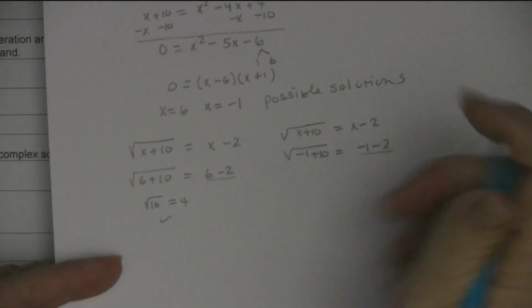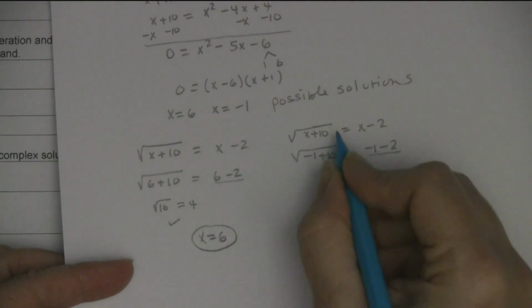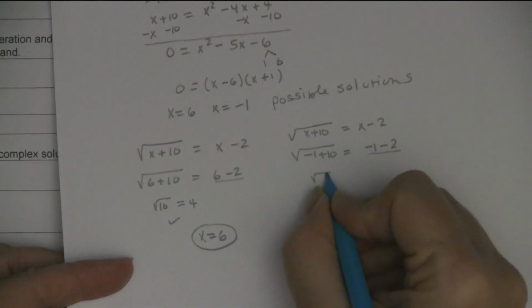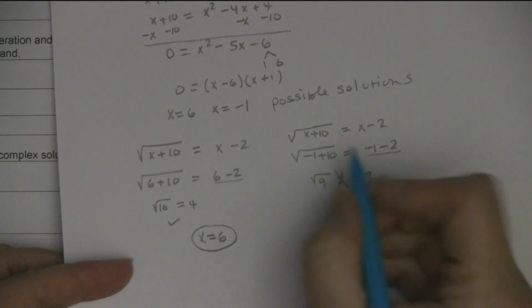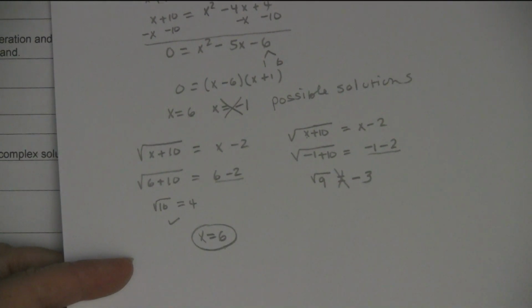No solution, right, from that. I already have one solution. My one solution is x is 6, but x is negative 1 is not a solution because the square root of 9 is not equal to negative 3. That's not true. So this is not a solution. So this is my solution, x is 6.